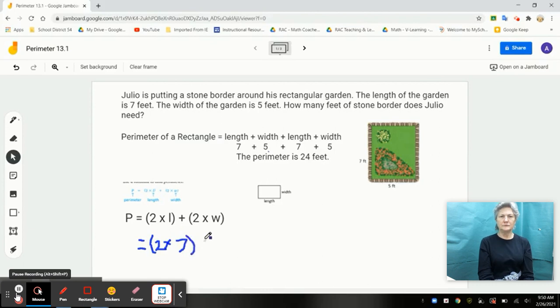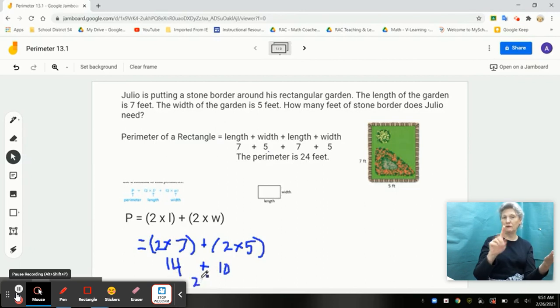All right, so I have 2 times 7, and then I'm going to add my 2 times the width, and my width is, that's right, 5, so I'm going to multiply 2 times 5. 2 times 7 is 14. Add that to our next product, because 2 times 5 is 10. And we know from before that 14 plus 10 is 24. I'm going to write it down here, and then I'm going to also write it up here because we were solving for P, and P we found out equals 24.